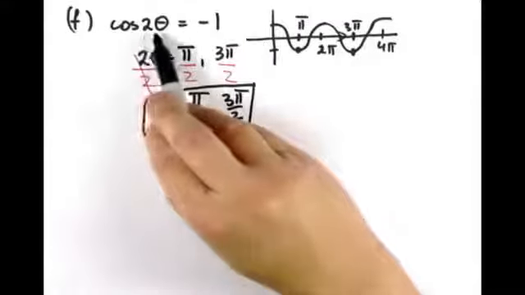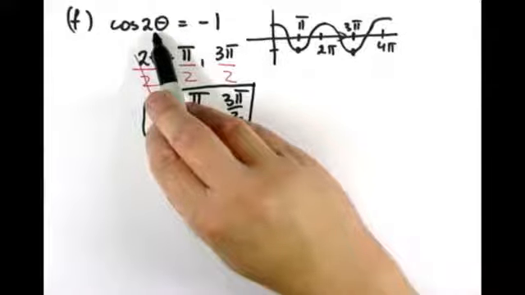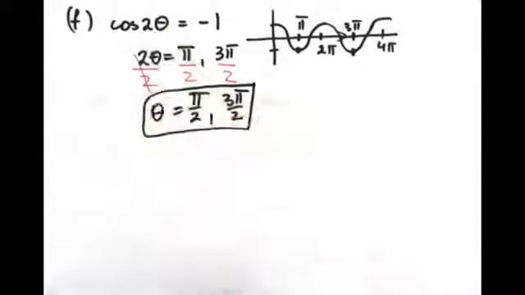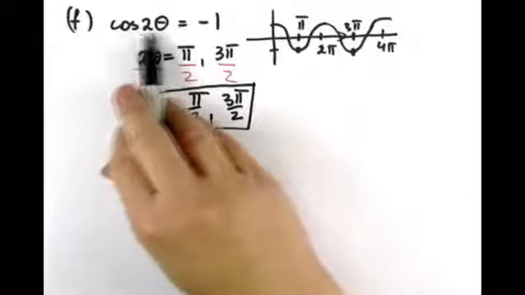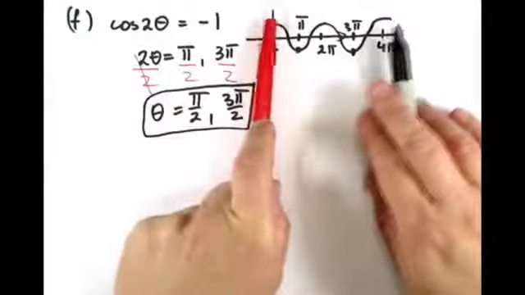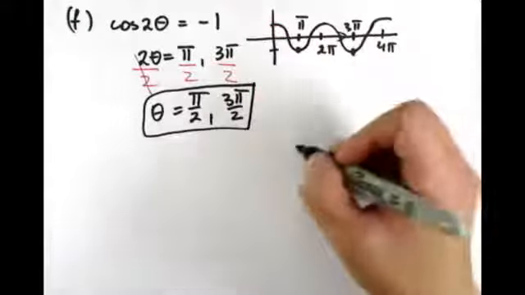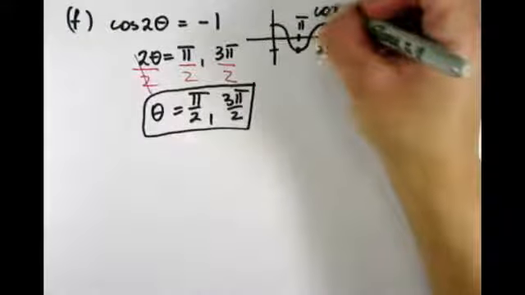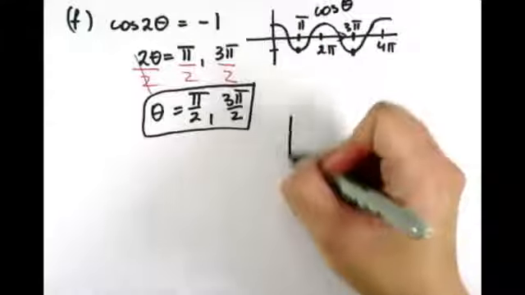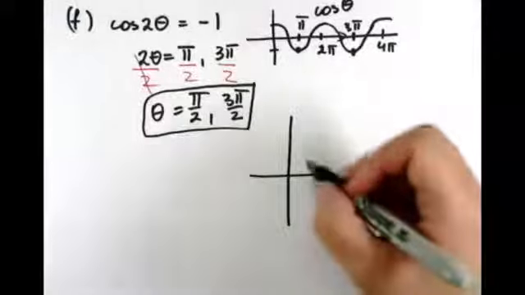Whenever you have 2 theta, you go 2 revolutions. Whenever you have 3 theta, you go 3 revolutions. And why is it like this? Because the cos 2 theta was squeezed. This is my cos function, and if I do 2 theta, I'm squeezing horizontally. So this graph is cos theta. Then the graph of cos 2 theta will look like this.